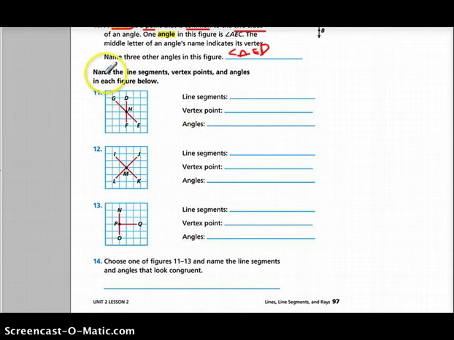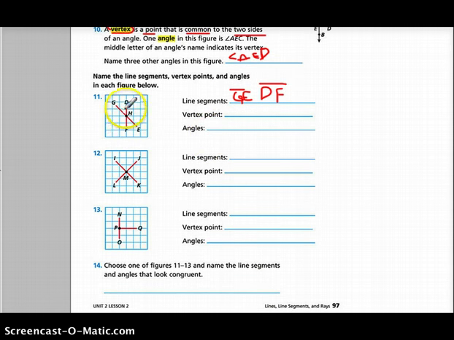Alright, number 11 wants us to name the line segments, vertex points, and angles in each figure below. So the line segments for number 11 would be GE and DF. And we put lines above those because those are line segments. The vertex point where the lines meet is point H.